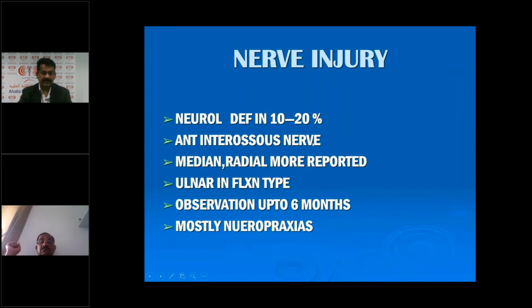Anterior interosseous nerve involvement is common but underreported. Median nerve is most reported, followed by radial nerve. And ulnar nerve injury typically occurs in flexion type or due to iatrogenic injury from the medial pinning. The treatment usually needs observation only for 3 to 4 months, even up to 6 months, because most of it is neuropraxia and it recovers without intervention.